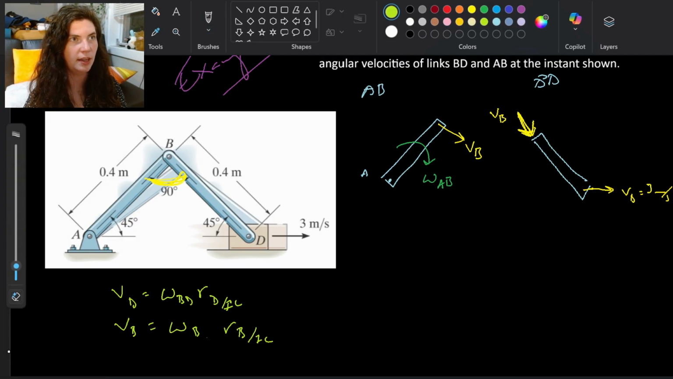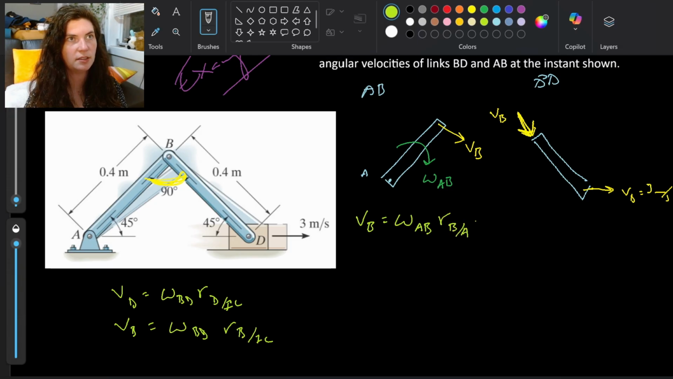Alright, I'm getting sleepy and now I can't write anymore. Goodness. And then of course, because this guy's a fixed rotation over here, we know that V_B could also be related with omega_AB times R_B with respect to A. That is really the only thing we're given over here. We know that this is 0.4 for this R_B with respect to A.